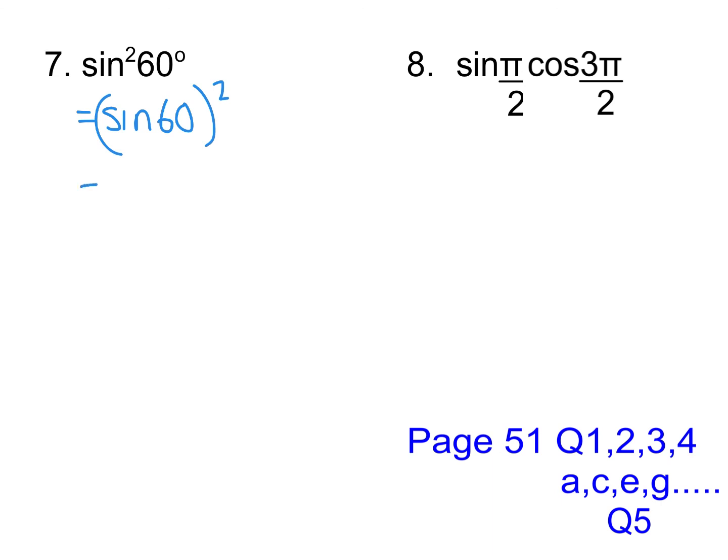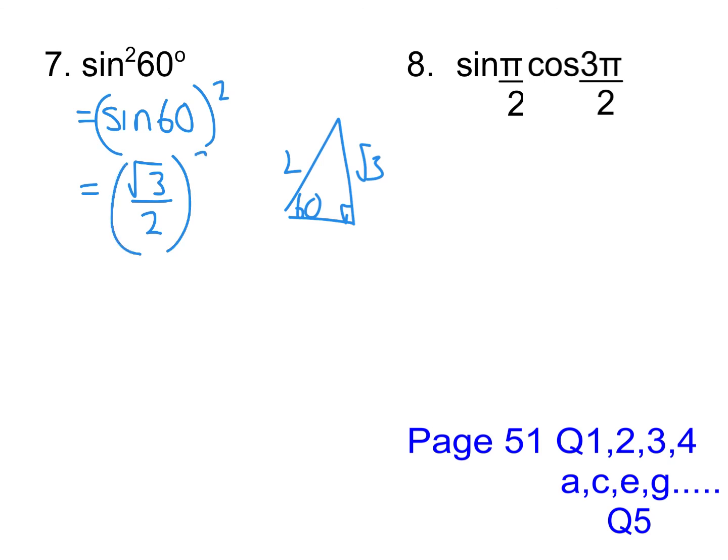Now sine of 60, we just did in that last example, 60 was your root 3 over 2. So it's asking us to do root 3 over 2 squared. So we're going to square the top. Root 3 times root 3 is 3. 2 times 2 is 4. So sine squared 60 is 3/4.